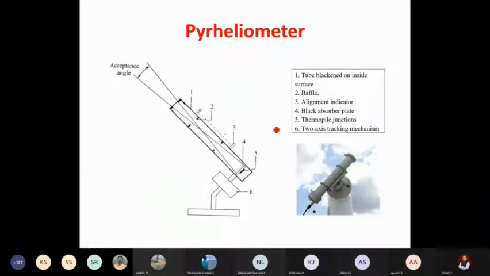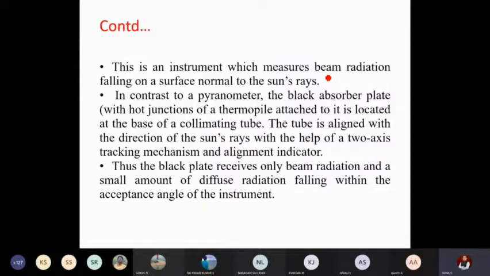So this measure, as we discussed in the introduction, it can measure only the beam or diffused radiation. It can measure only a part of radiation. In contrast to a pyranometer, the black absorber plate, with hot junctions of a thermopile, is attached to its base. The tube is aligned with the direction of the sun. With the help of the alignment indicator, it just keeps on moving. This black plate receives only beam radiation, and a small amount of diffuse radiation.